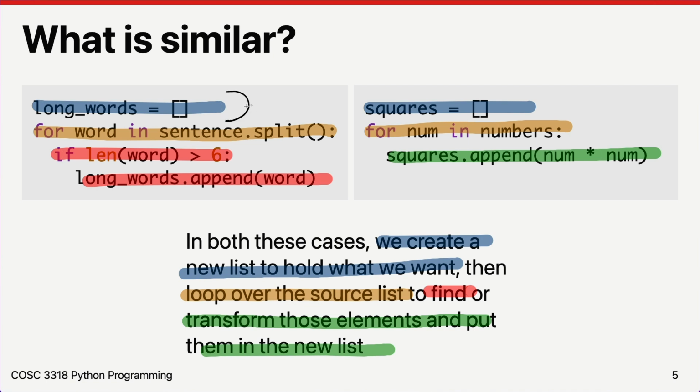Here we're creating a new list. Here we're looping over the source, the original list. On this left side, we're filtering things out and appending only things to the list that we want. And over here, we're transforming each thing and adding that to the list.